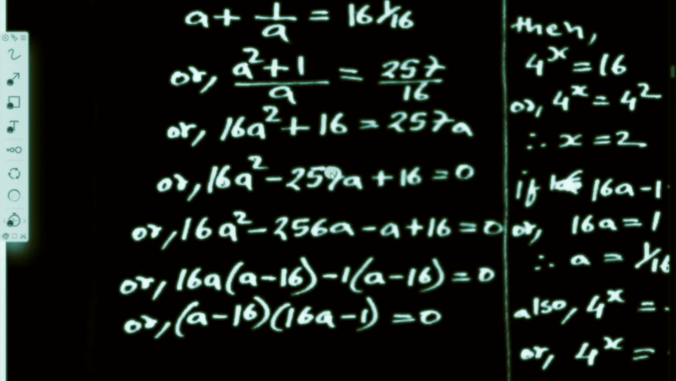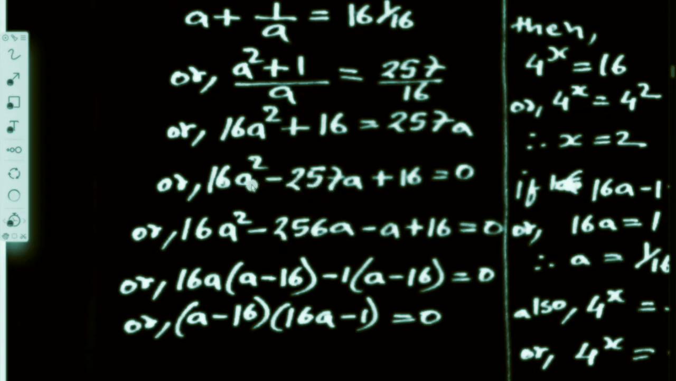Now factorization should be done. This is in our simple form. Here the three terms should be changed into four, and from these four terms we can easily get the value of a. See here: 16a squared minus 256a minus a plus 16 equals 0. It means 256a and minus a make 257a. Now 257 has been broken into two parts, 256 and a. So we made the expression with four terms.